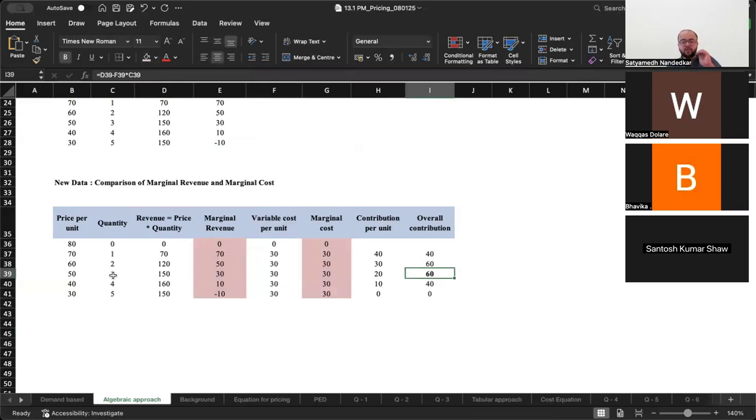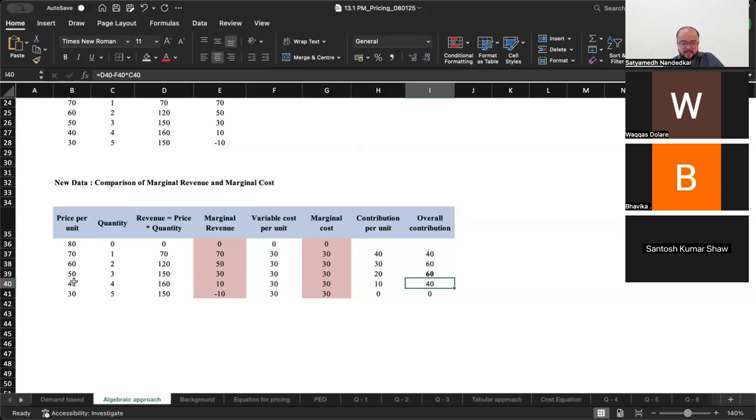After this, from 3 units, when you go to production of 4 units, what will happen? Your contribution will decline. From 60, it will come down to 40. Okay? So one thing that we can observe is, as the quantity produced, price, and variable cost change, we have to understand the relationship.